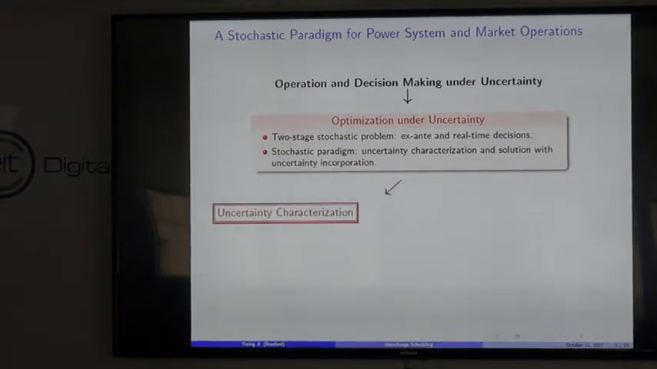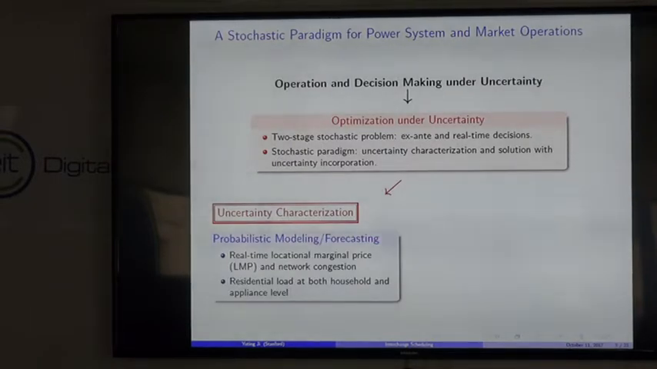For this first component, I've done two major works. One is probabilistic forecasting of the real-time locational marginal price. Locational marginal price means that in a network, at each node, the price will differ from each other. That's called the LMP here. And also predicting the network congestions. For the electric grid, there are transmission lines, and they have thermal limits. You cannot transfer more power than the limit. The second problem, which I'm working on right now, is probabilistic modeling of residential load, both at the household level, that's the entire home's energy consumption, or even at a finer resolution at appliances, such as your AC, your clothes washer, your pool pumps, etc.